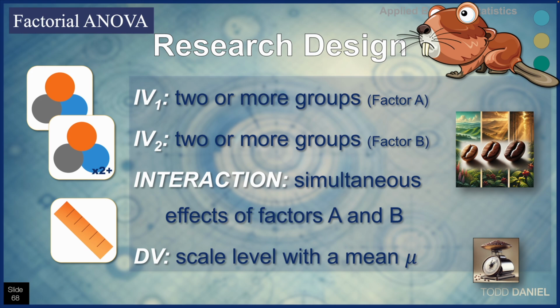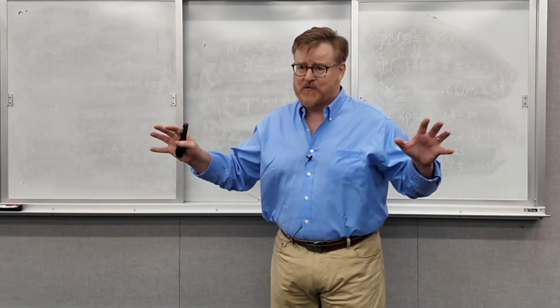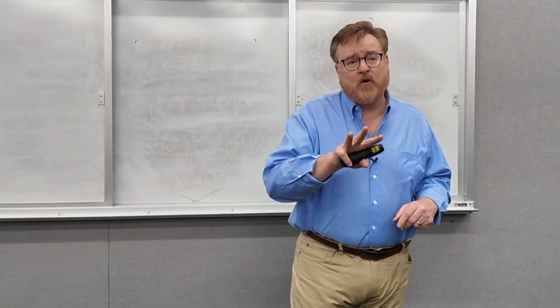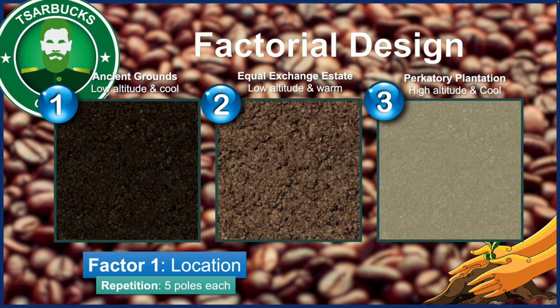Our dependent variable is always going to be yield. It's something that is measured at the scale level and can be quantified as a mean. So what is this research design going to look like? Well, first of all, we have 3 locations. So you notice that we have 3 different types of soil. That's based upon what we know about the climate.